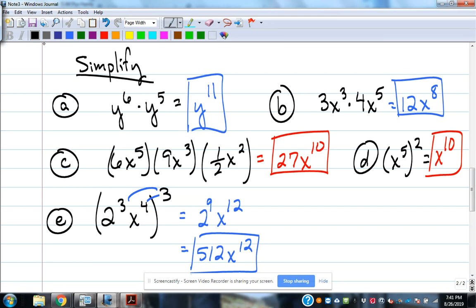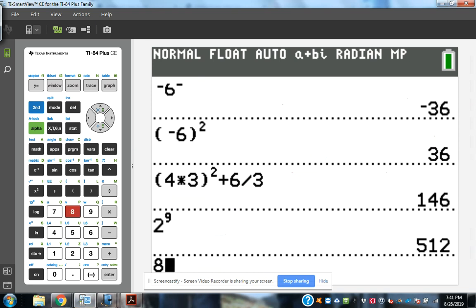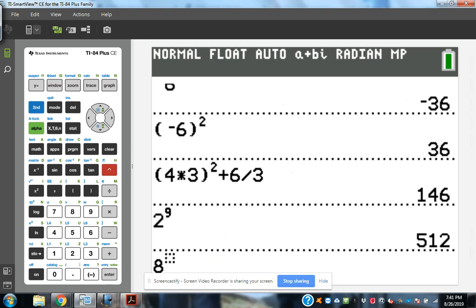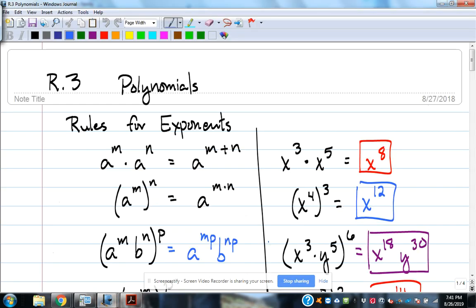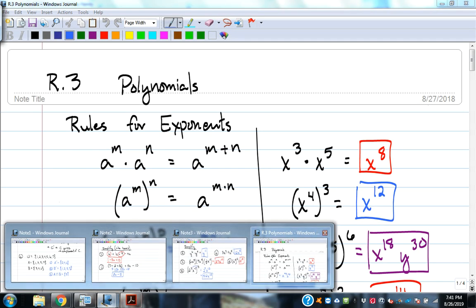If you had done 8 to the 3rd, it is exactly the same. If you did order of operations there and did 2 to the 3rd and then put the 3 exponent on, 512 is 8 to the 3rd. You get the same number at the end. It doesn't really matter what order you do that particular thing in.